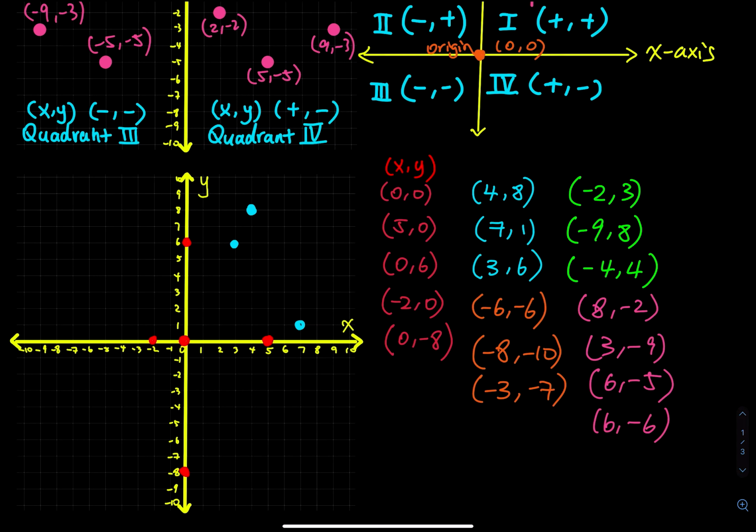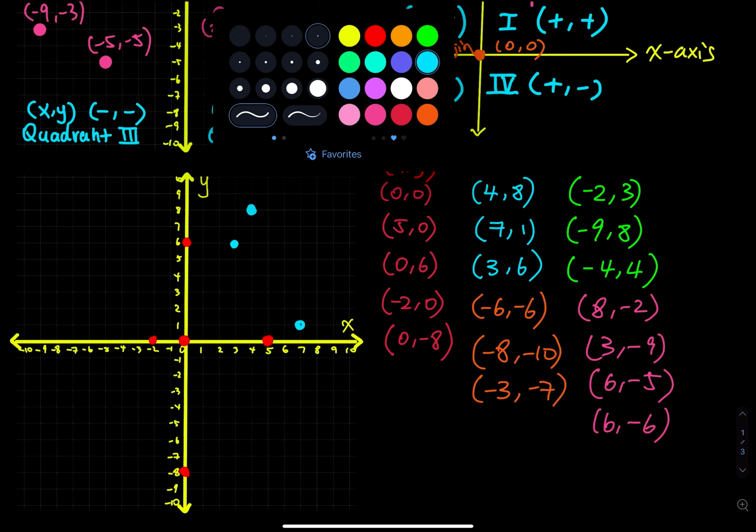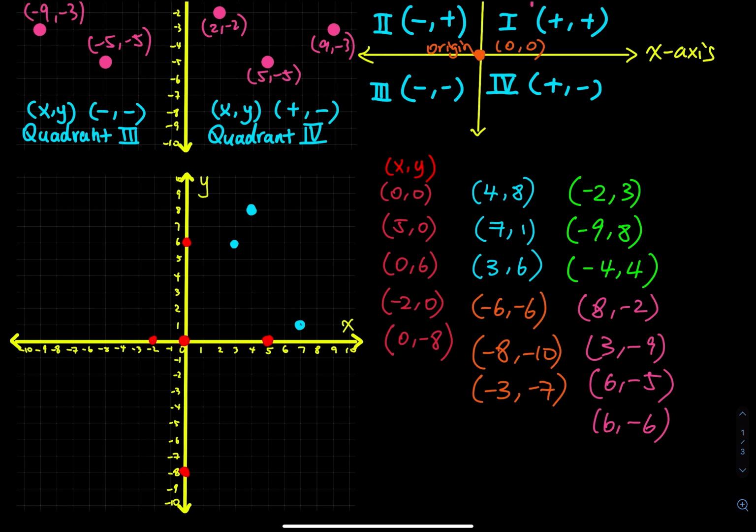And then moving on, what do we have? We have a -6, -6. So -6, -6 is in quadrant 3 because both x and y are negative. So let me match the color, -6, -6, which is right over here, quadrant 3. And then -8, -10, right here. And then -3, -7, right there.